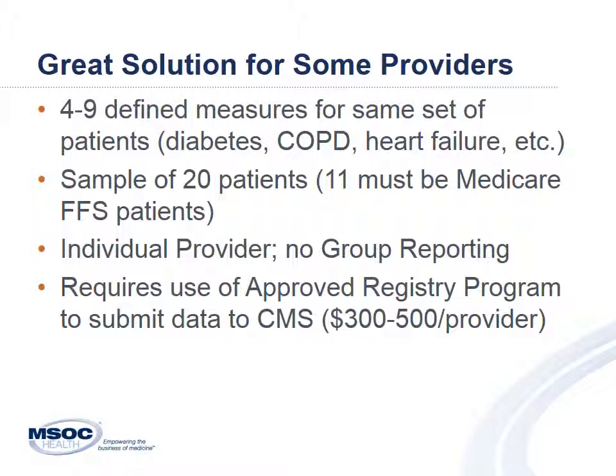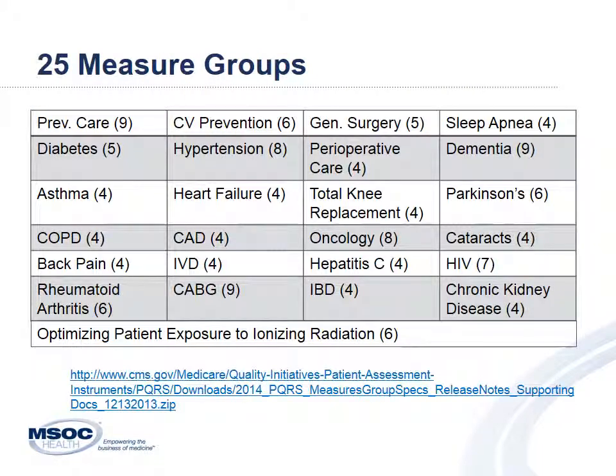You'll enter the data from the worksheets into the registry via the web, and the registry will submit the data to CMS for you during the first 2 months of 2015. Most registry programs charge a fee of $300 to $500 per provider. Here is the list of measure groups available.